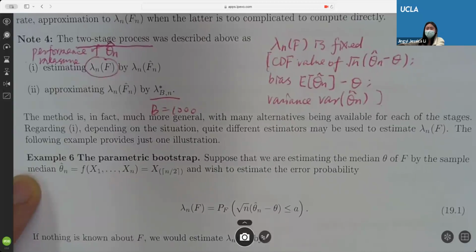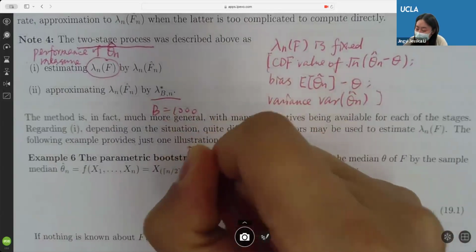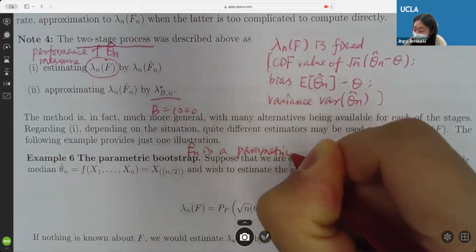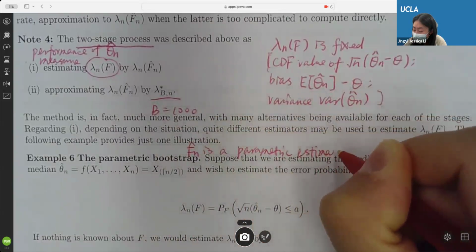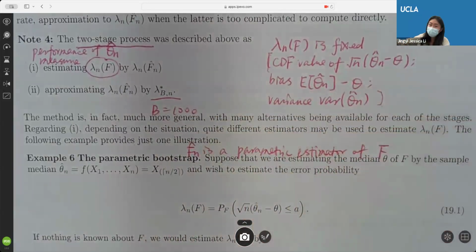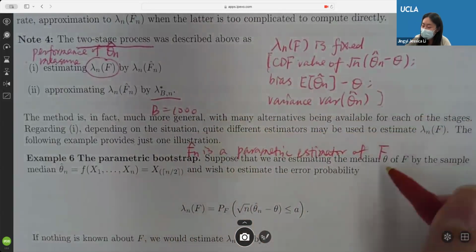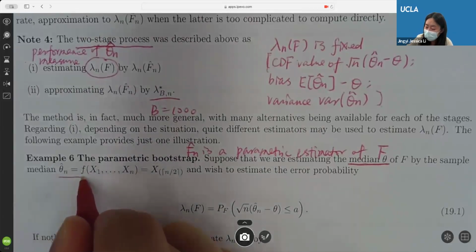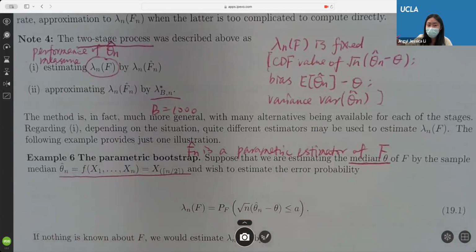So for the parametric bootstrap, the difference is that your F hat is a parametric estimator of F. That's it. You use a parametric version to estimate this true CDF. Okay, let's read this example. The parametric bootstrap. Suppose that we are estimating the median parameter theta of F by the sample median, the middle point of your sample, and wish to estimate the error probability.